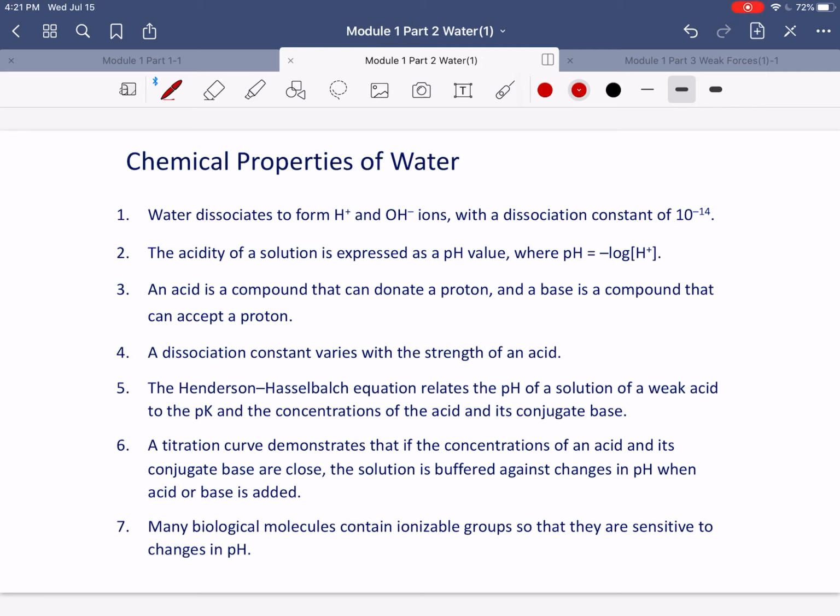All right, so then we have the chemical properties of water as the next part, and we'll start the next video for this section on chemical properties.